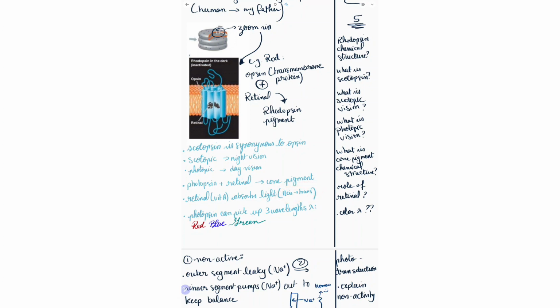Of course, opsin, or this pigment, rhodopsin, is responsible for dark vision or night vision, but photopsin is responsible for day vision. Now you're going to ask me what colors does it absorb? Well, it absorbs 3 wavelengths. They are green, blue, and red. Moving on.